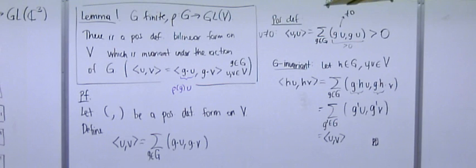Definition. Let's say that a group representation is irreducible if the following holds: if V has no proper subspace U which is G invariant.